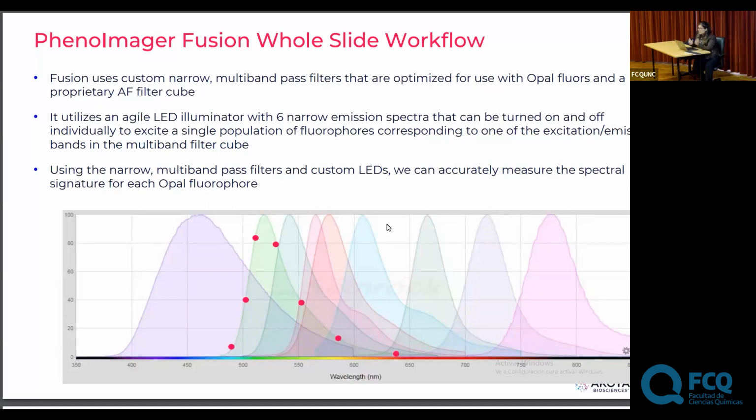cube. A combination of using the custom narrow multi-band pass filter cubes and the LED illuminators allows us to specifically map out each Opal dye's full response. Once you gather that information across the entire wavelength of each Opal, you can distinguish between dyes with spectral overlap within a single channel.